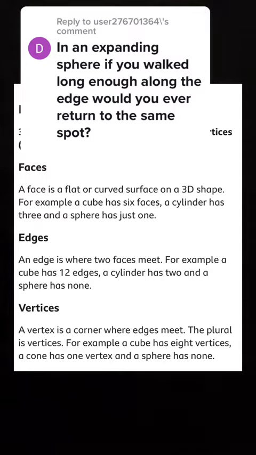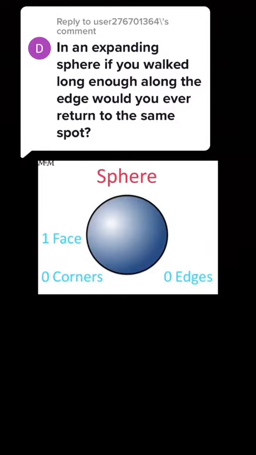Vertices. A vertex is a corner where edges meet. The plural is vertices. For example, a cube has 8 vertices, a cone has 1 vertex, and a sphere has none. And here's a visual aid from Mum's Math, K through 12. 1 face, 0 corners, 0 edges.